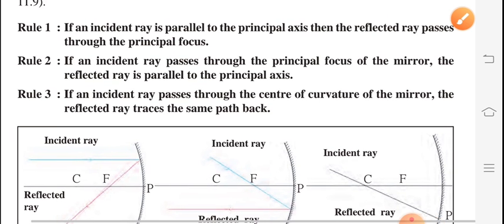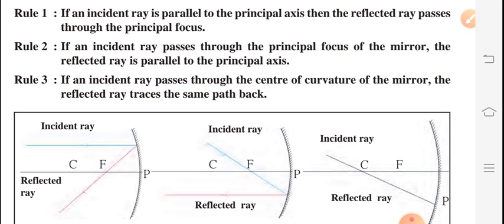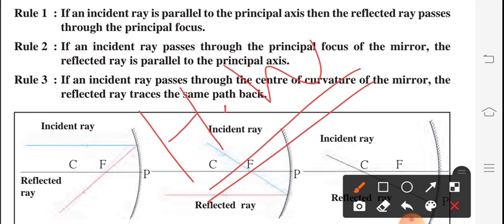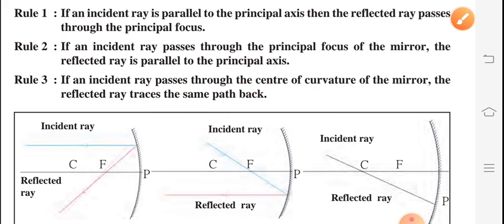Please keep these things in your mind, and this is part of your homework also. I am writing here. You have to write these 3 rules as homework, and you have to draw this diagram itself. You have to learn these 3 rules also. Then you will get it very nicely.